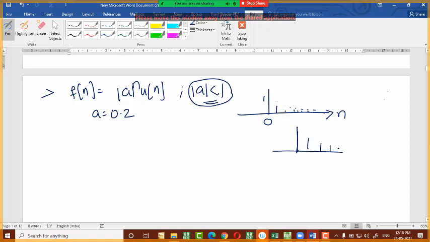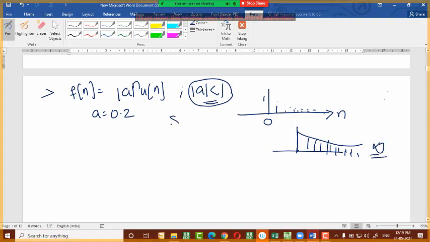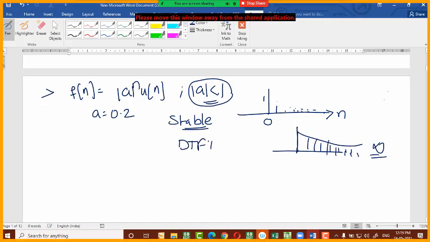Better like this. In this way, amplitude is decreasing from 1 to 0 only. It is not continuous. It is decreasing from 1 to 0. So it is not having infinite amount of amplitude. So it is a stable signal. Since it is stable, it will have the DTFT. So I can apply the DTFT formula.